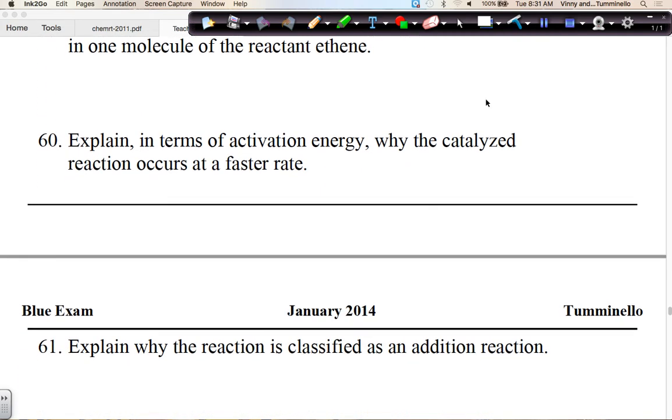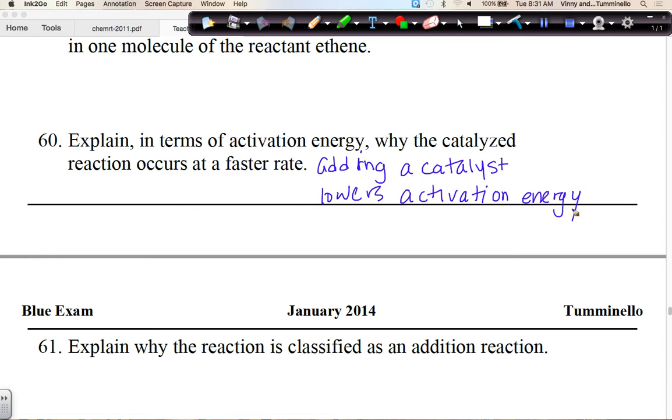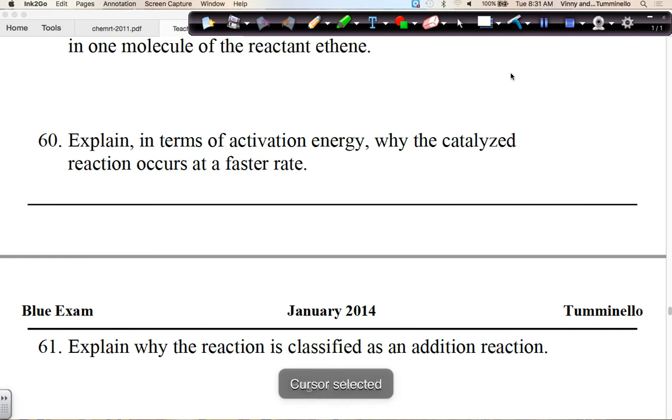60. Explain in terms of activation energy why the catalyzed reaction occurs at a faster rate. Remember that adding a catalyst lowers the activation energy. And that means that the particles reacting do not need to possess as much energy in order for the reaction to happen. It is a faster reaction because of lower activation energy when there is a catalyst.